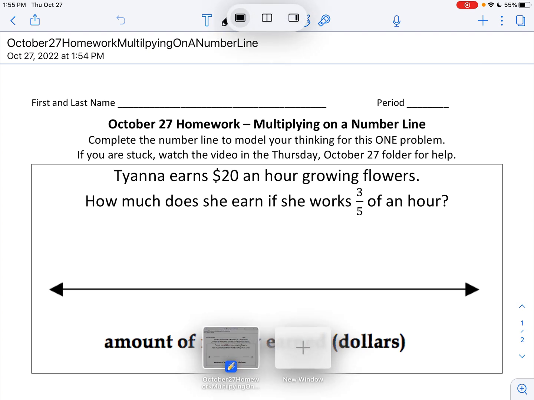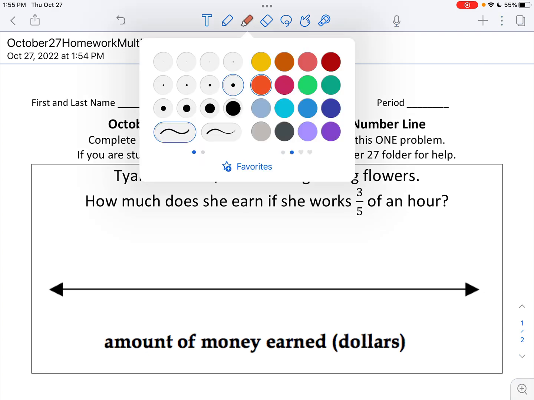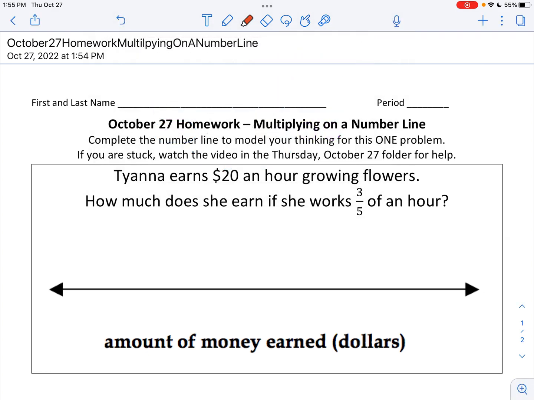Looking first at the instructions, because that's what we should always do first. It says, complete the number line to model your thinking. It does say for this one problem. Haha, there are actually two. I thought I fixed that. If you are stuck, watch the video in the Thursday, October 27th folder for help. All right, now we're going to jump into the problem down below.